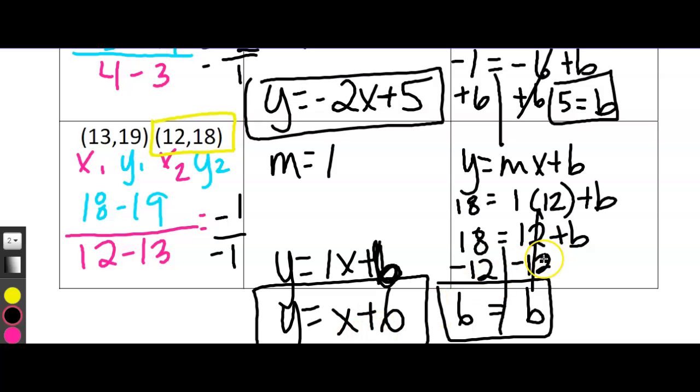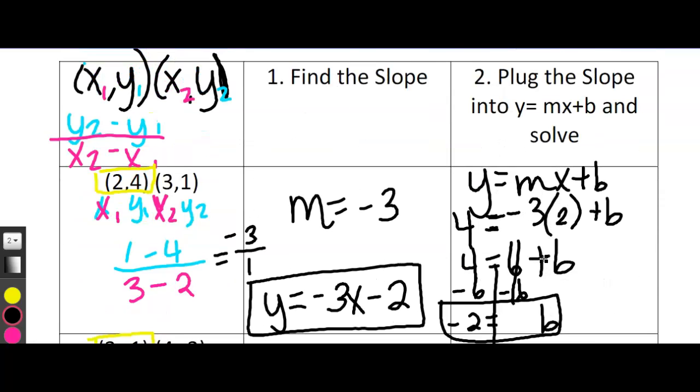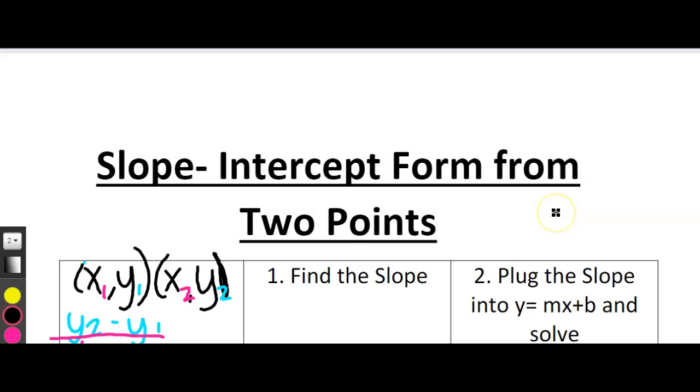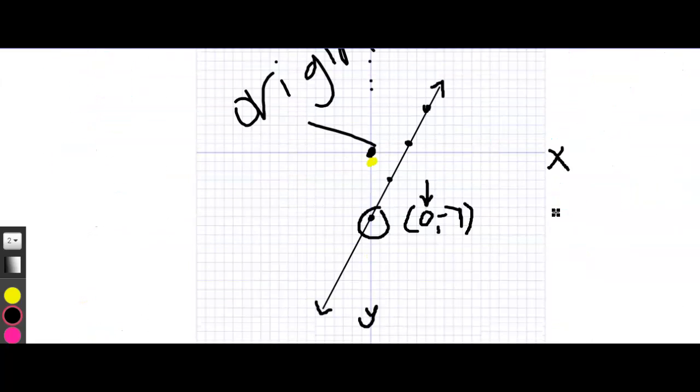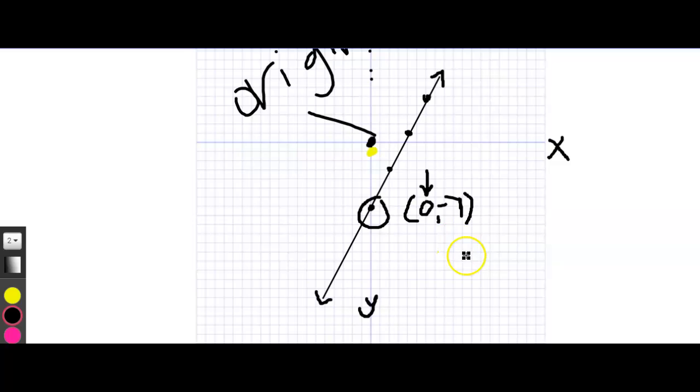Alright guys, I hope that clears up how to write a full y equals mx plus b from either 2 points or a table. And remember, you can always use a graph if you need to. It's always a backup.